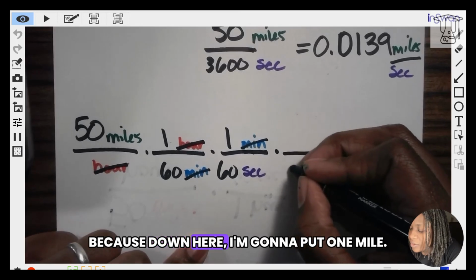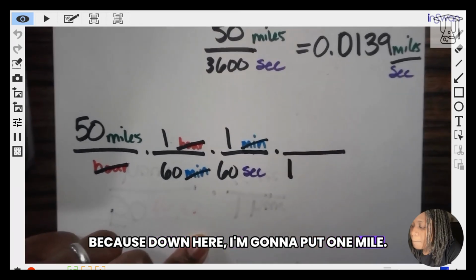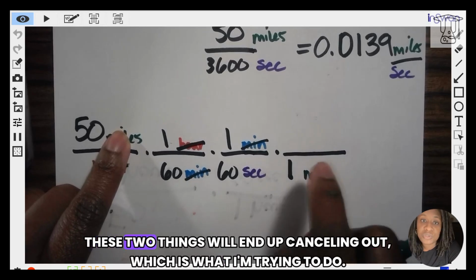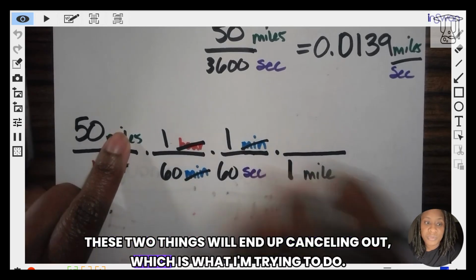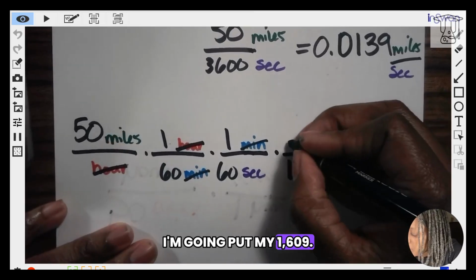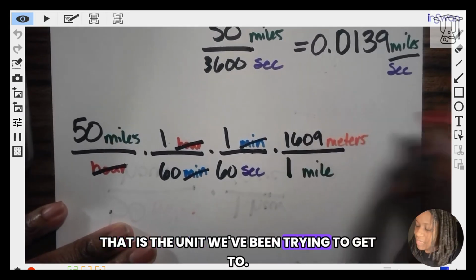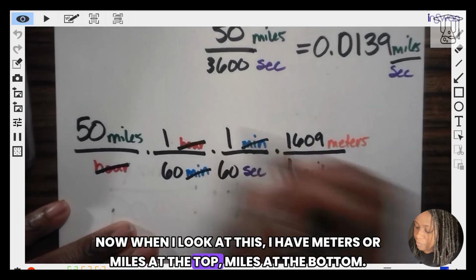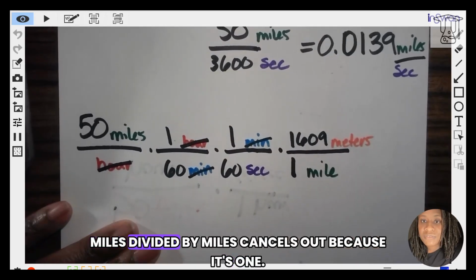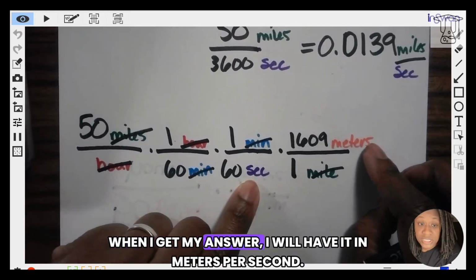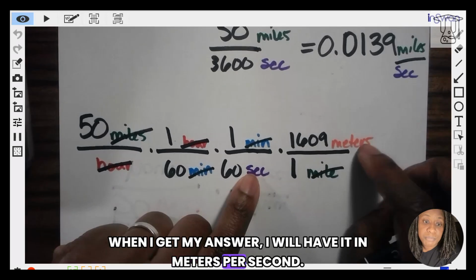Because down here, I'm going to put 1 mile, and then that means miles is here, miles is here. These two things will end up canceling out, which is what I'm trying to do. I'm going to put my 1,609. That is the unit we've been trying to get to. Now, when I look at this, I have meters or miles at the top, miles at the bottom. Miles divided by miles cancels out because it's 1. When I get my answer, I will have it in meters per second.